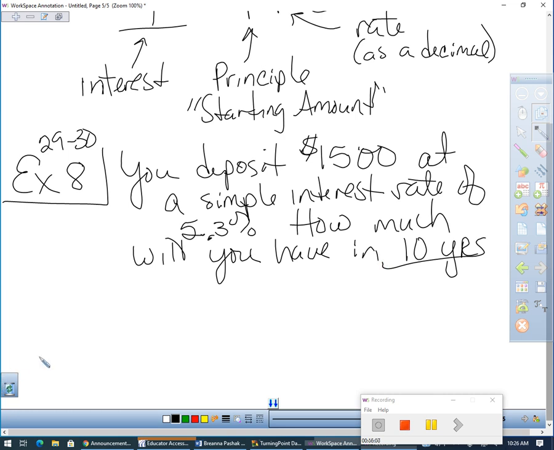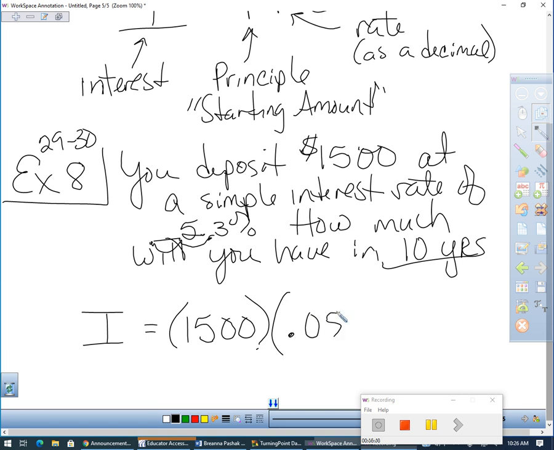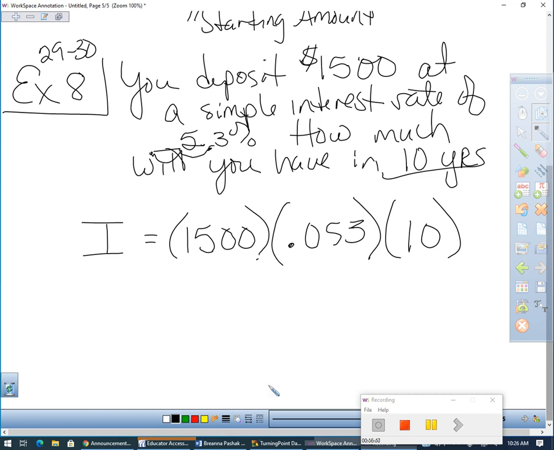All right. So again, P is your starting amount. How much am I depositing to begin with? Good, 1,500. Then we've got to multiply by the rate, but the rate has to be a decimal. Right now it's a percent. It is 5.3%. How do I change a percent to a decimal? We move it over 2 places, exactly. So our rate is going to be 0.053. And then how many years? 10. Grab your calculators. Type this all in.